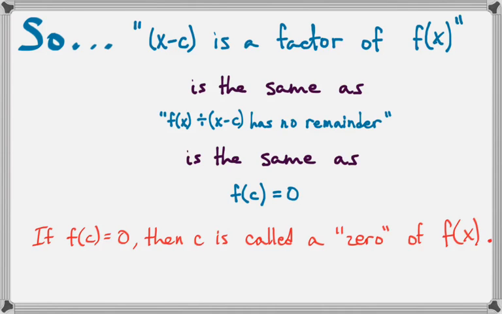And by the way, if we know that f of c equals 0, then we say that c is a 0 of the function. That's what it means to be a 0. It means that if you plug c into the function, it makes the function add up to 0.